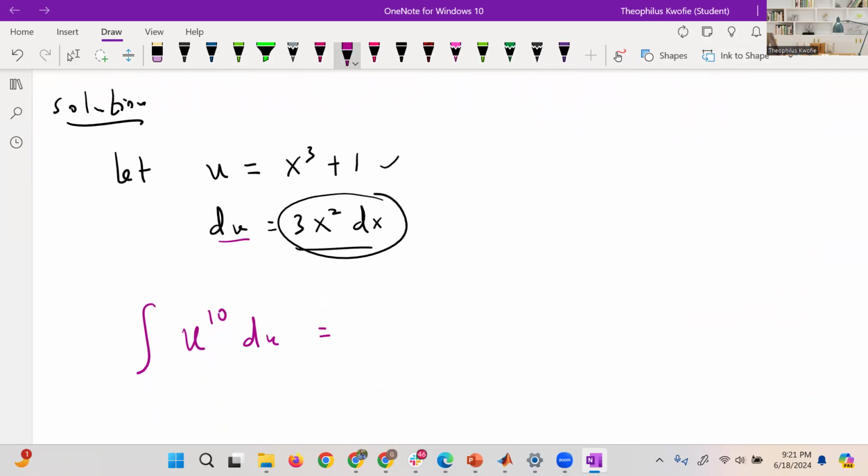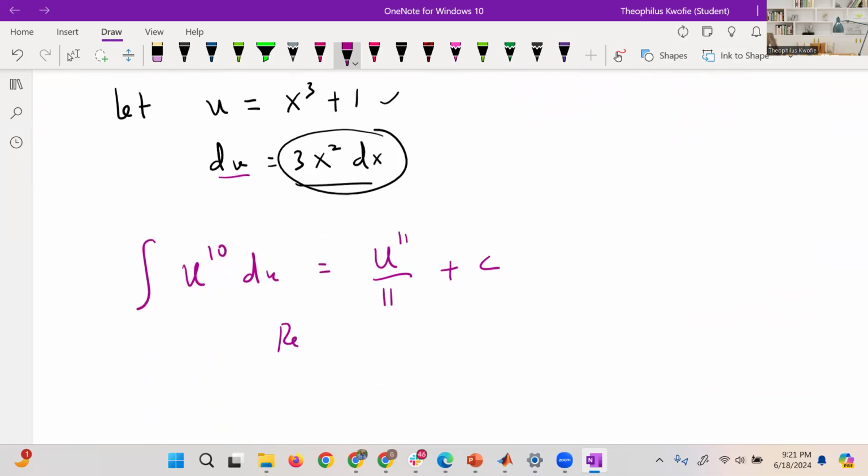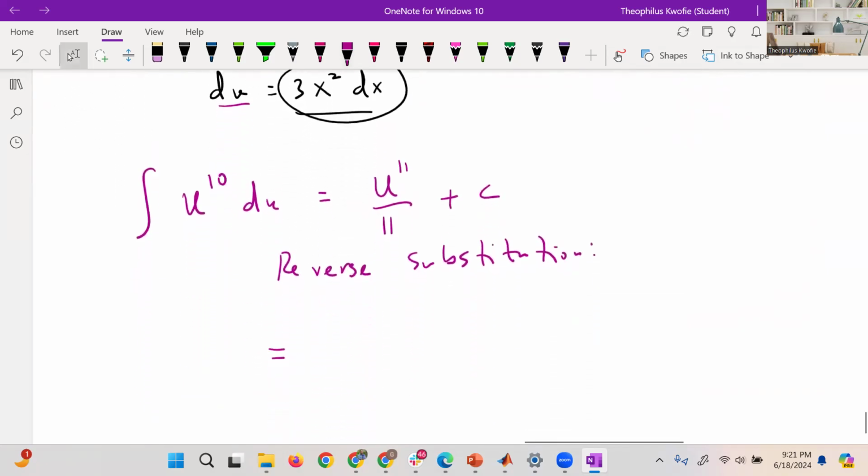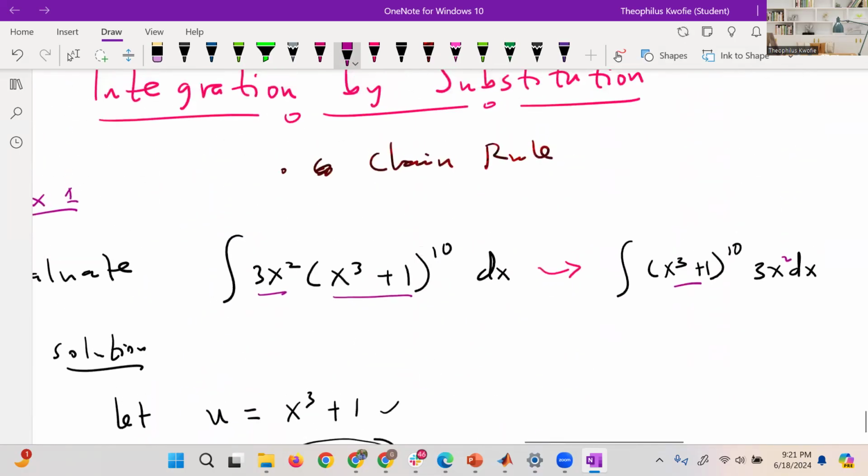Now, what is the integral of this? So we said increase the power by 1, then divide by the increased power. Now over here, what we need to do is what we call the reverse substitution, okay? So we have to reverse the substitution. And by reversing it, what is u per the way we started? We said that our u is x to the power 3 plus 1. So we have (x to the power 3 plus 1) to the power 11 over 11 plus the constant c. Okay, so this is the solution to the given problem.